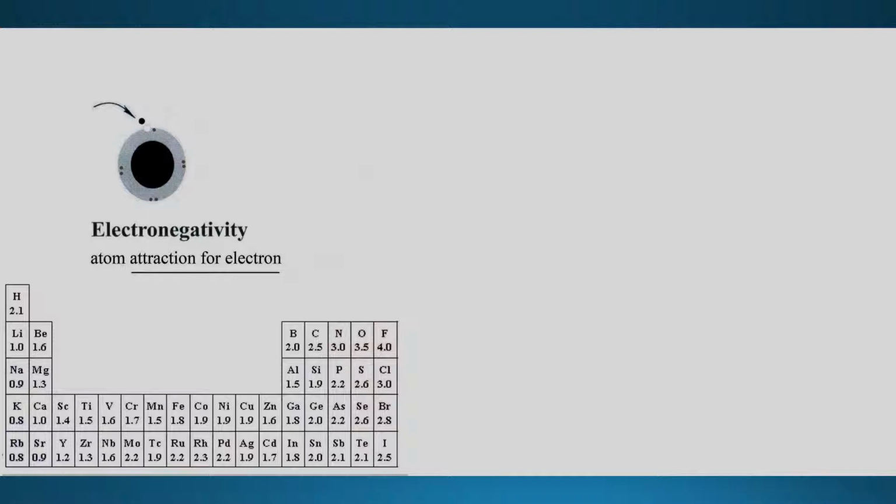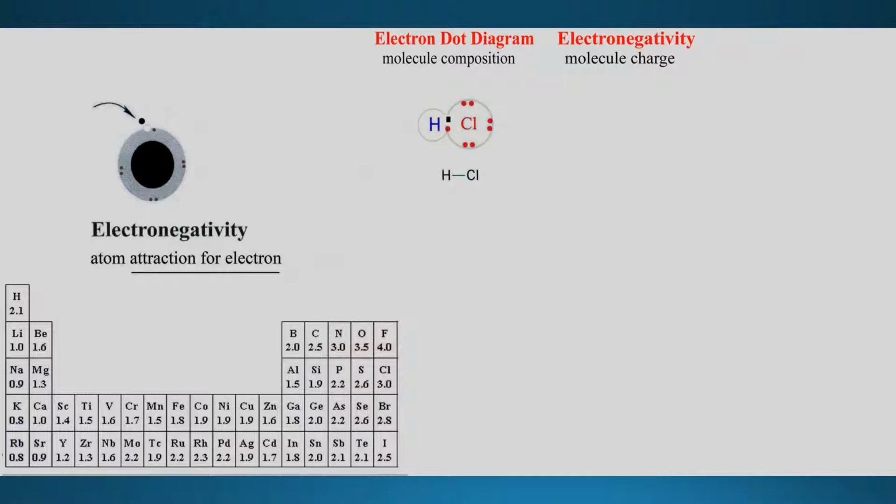Now consider if you have two atoms that bind together, what will happen to the electron pulling? Now let's see. The electron dot diagram talks about molecule composition. Electronegativities will determine the molecule's charge. Now let's start. HCl. H has 1 electron, Cl has 7 electrons. They form nicely into a covalent bond by sharing electrons.